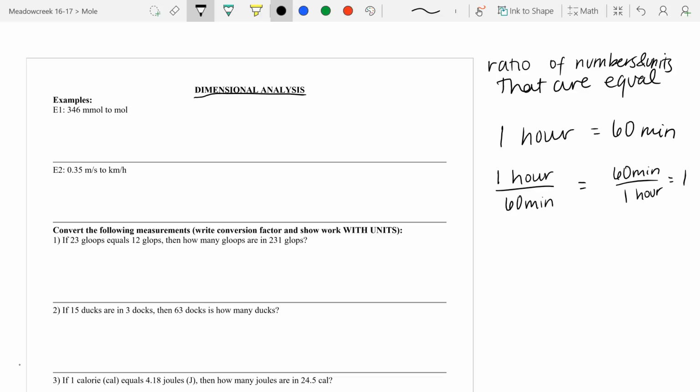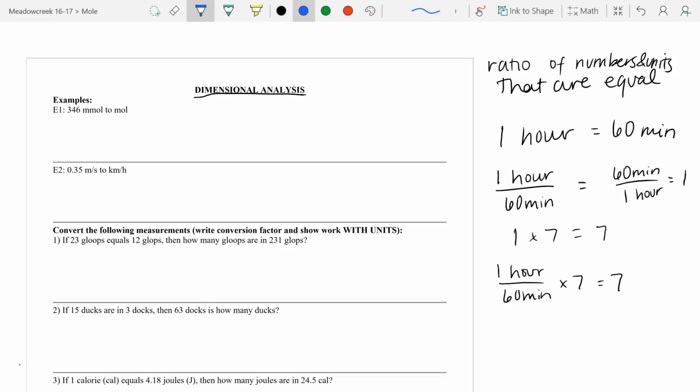Now we know that 1 times 7 is going to be equal to 7. It doesn't change its number. In the same way, if we were to multiply 1 hour divided by 60 minutes times 7, it wouldn't change anything. It would essentially remain the same. So we're going to use these conversion factors in our examples and our problems to really figure out, okay, how can I convert from one unit of measurement to another?